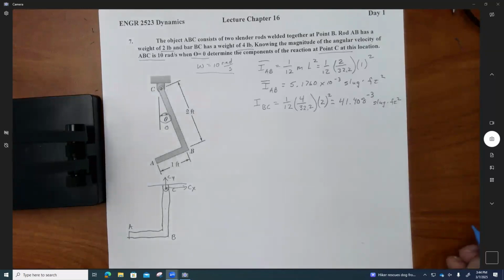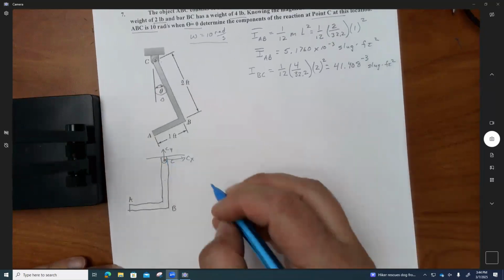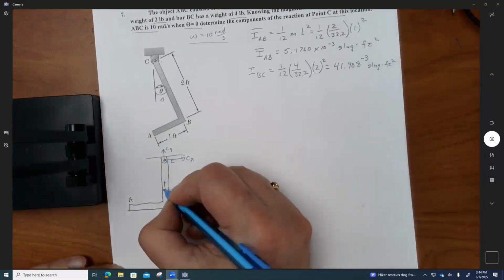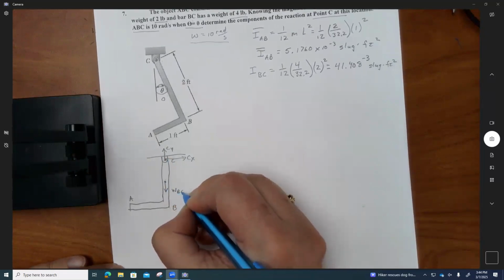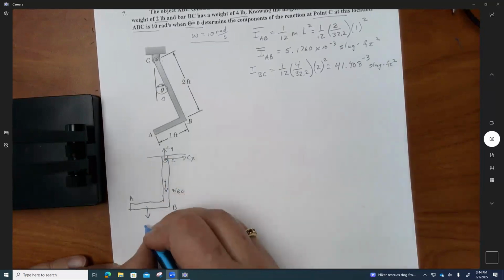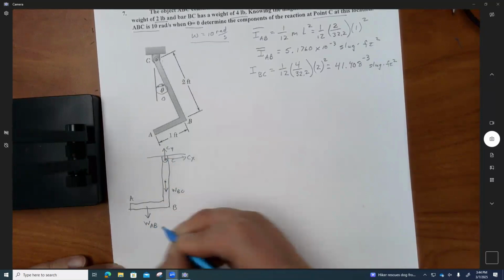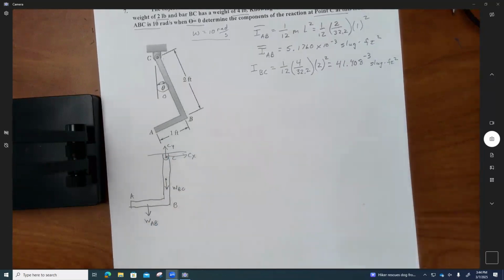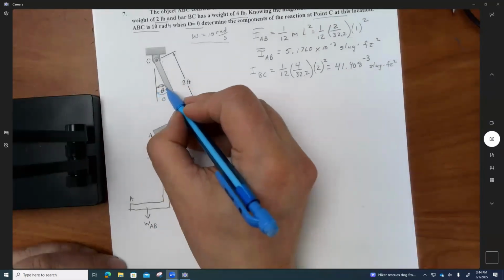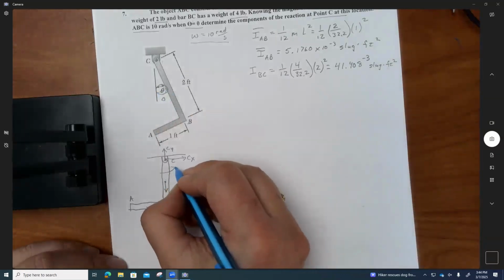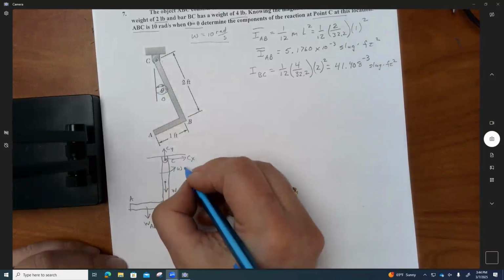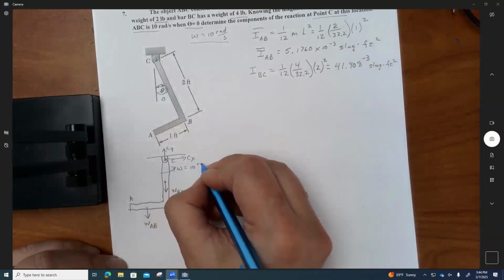Now let's focus on our free body diagram here. We've got what we need to find. We listed. We also know that there's going to be weight for BC, and a weight for AB. And we're going to have an angular velocity. And since they show theta growing in this direction, I am going to put my omega in the plus direction at 10 radians per second.